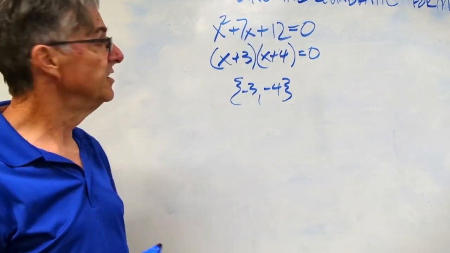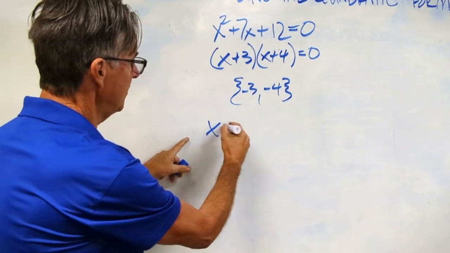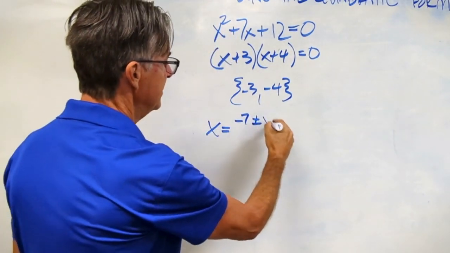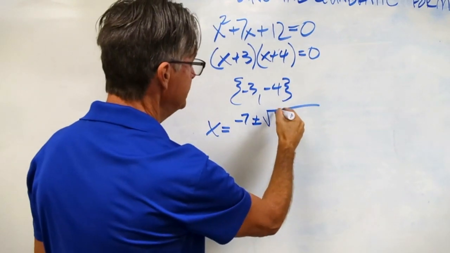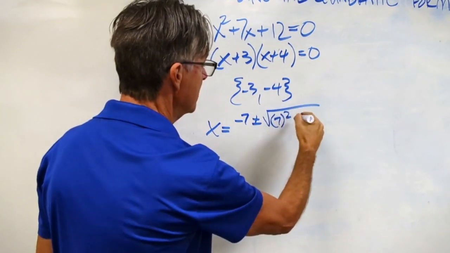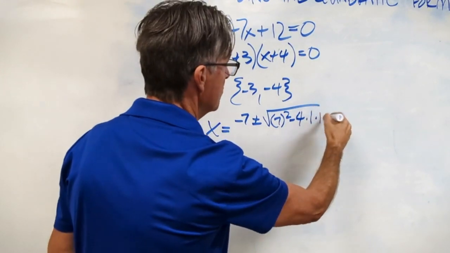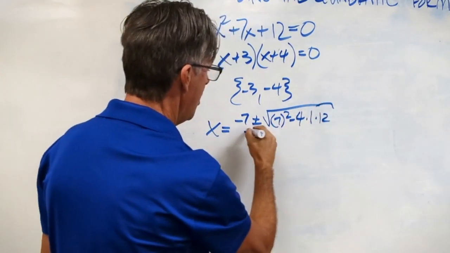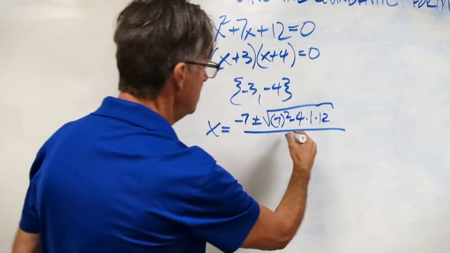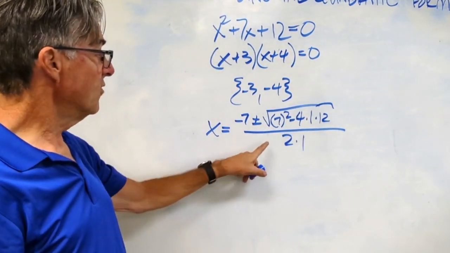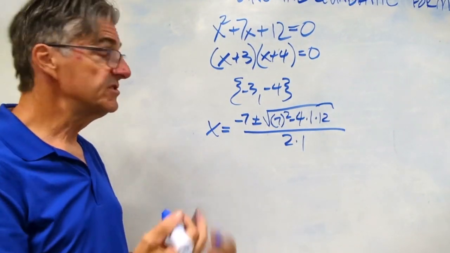Okay, now let's use the quadratic formula to do this same problem, and let me show you how that works. So this is x equals minus b, that's a minus 7, plus or minus the square root of b squared, that's 7 squared, minus 4 times 1 times 12, just like that, all over 2 times 1. So that's the plug-in step for our quadratic formula from the last board.